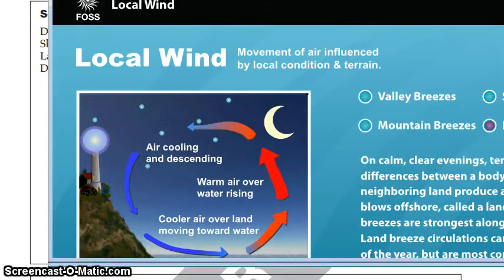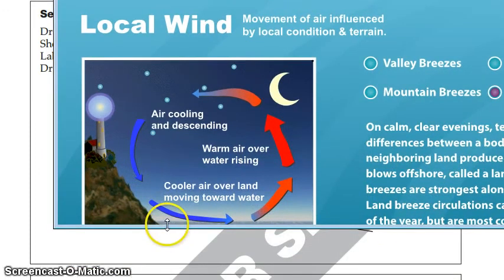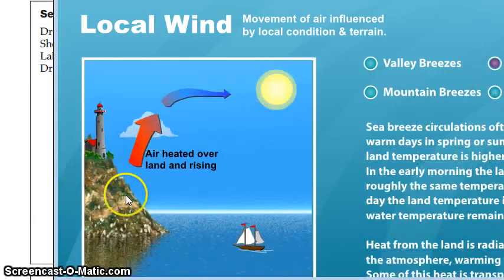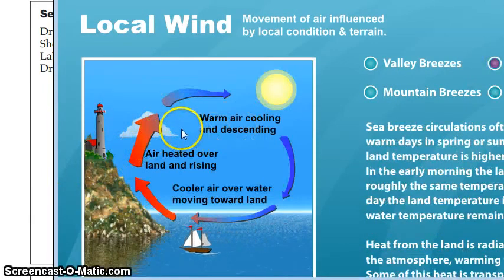The diagram right here is going to show the warmer air over the land heating and rising, creating a low pressure area over here, and then cooling and descending and creating a high pressure area here, and then the wind is going to move from the sea towards the land, and that's why it's a sea breeze.